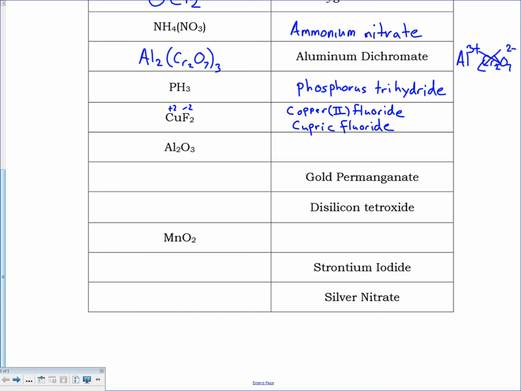Al2O3. So this one here, a metal and a nonmetal, so that makes it ionic. The metal is aluminum. Aluminum has a known charge, it's +3, so we don't have to figure out what its charge is. The O is oxide. That's also on the back. So we just name this one metal, nonmetal-ide, so aluminum oxide.